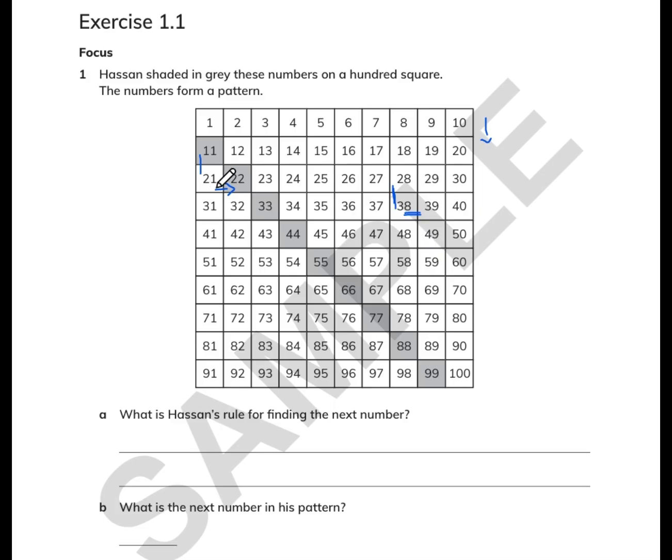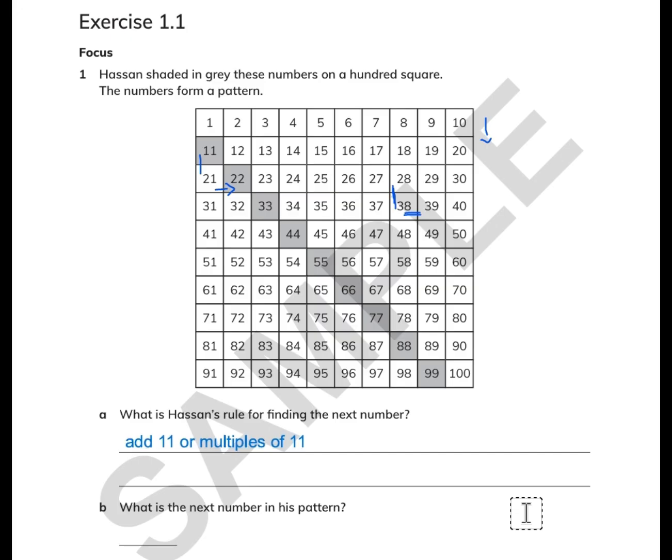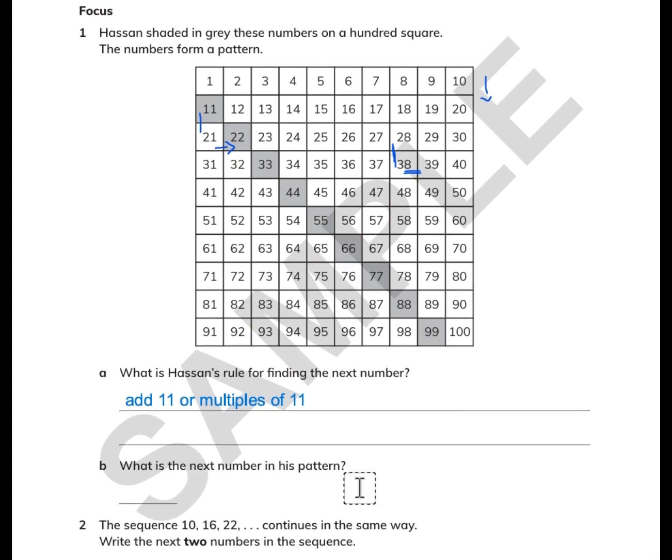So here the difference is 11, here again 11. Although by seeing it we know that these are all multiples of 11, so you can write adding 11 every time or multiples of 11. What is the next number in this pattern? So the next number will be 110.